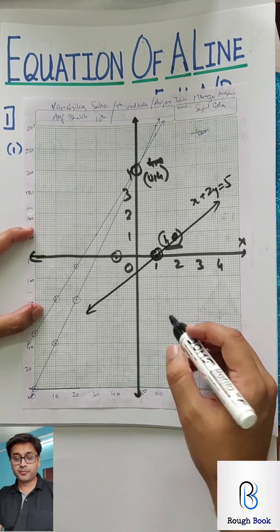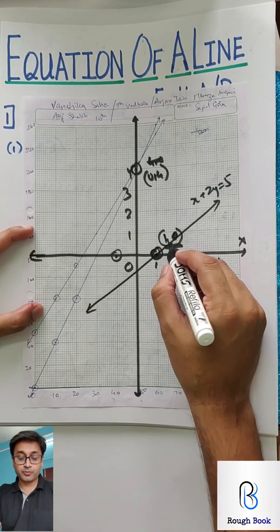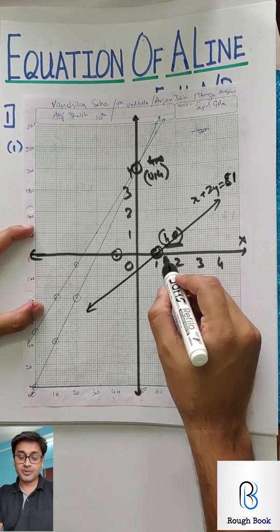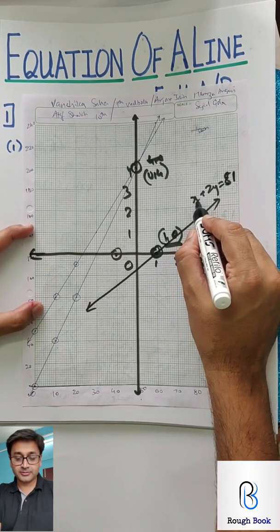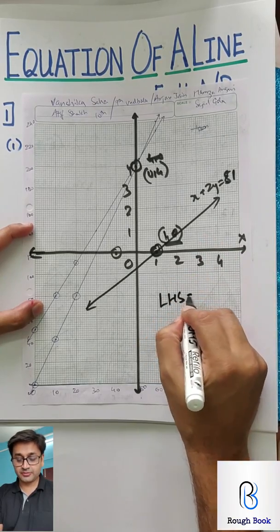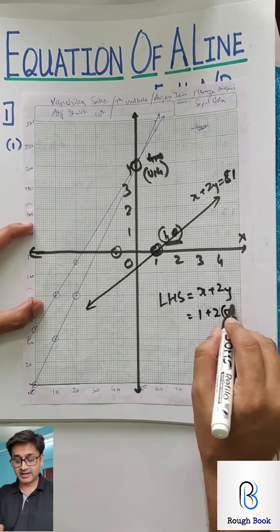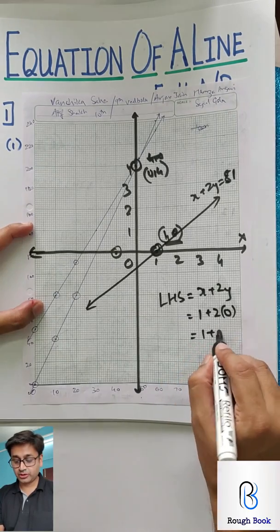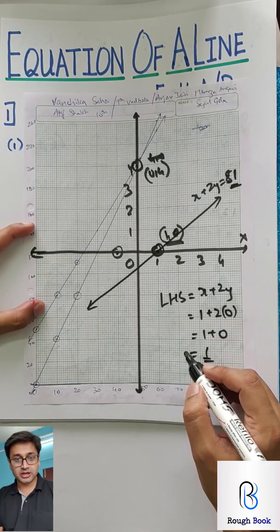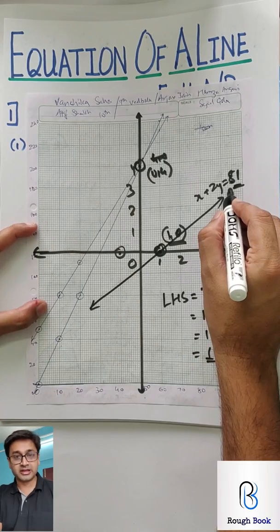But how will you prove that this point is lying on this line? If you want to prove that, you'll have to take x as 1 and y as 0 in the LHS. So x plus 2y: 1 plus 2 into 0 is 0, so I get 1, which is equal to my RHS also, 1. Therefore I can say that this particular point is lying on this line.